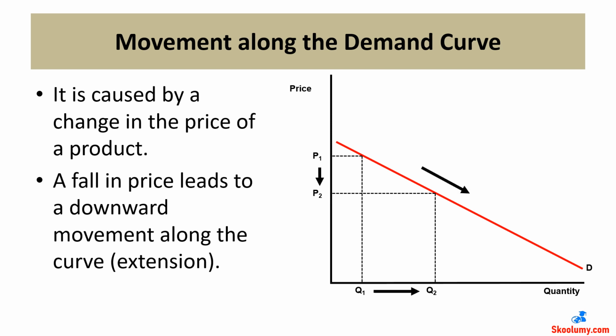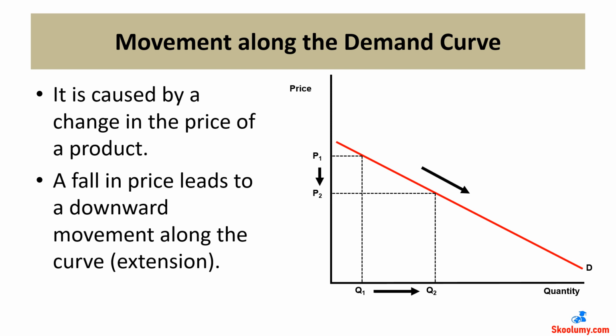Movement along the demand curve. A movement along the demand curve is caused by a change in a product's price. It can be an upward or a downward movement. A movement along the demand curve results in a change in the quantity demanded of a product. This is why it is referred to as a change in the quantity demanded.